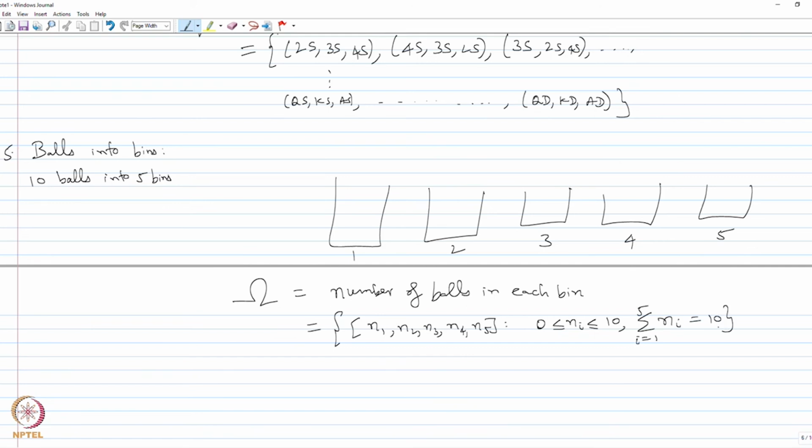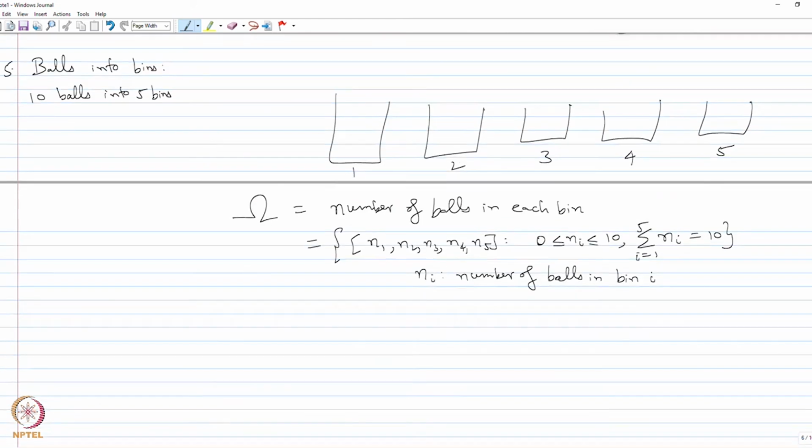Okay, so this is the condition, right? ni is basically the number of balls in bin i. Is that okay? So the first bin has n1 balls, second bin has n2 balls, etc. We know that each bin might either have 0 balls or 1 ball or all the way up to 10 balls. Okay, because I threw 10 balls, and the total number of balls is only 10. Okay, so if you add up n1 to n5, you should get 10. Okay, so that's the condition. And it's kind of difficult to enumerate this. One needs to be a little bit clever in coming up with methods for thinking about this space.